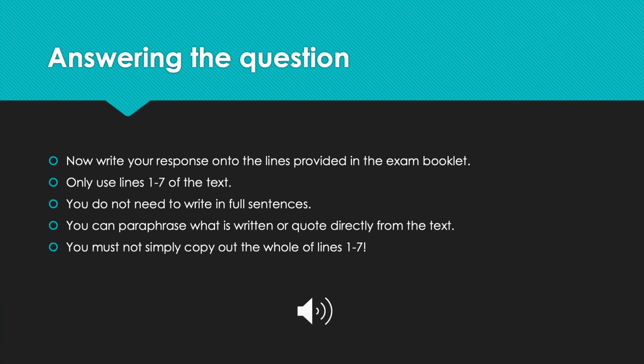You're now ready to answer the question. So write your responses on the lines provided in the exam booklet. Only refer to lines 1 to 7 of the text. You don't actually need to write in full sentences, you can just put phrases. You can paraphrase what's written, i.e. putting it in your own words, or just quote directly from the text, but you must not simply copy out the whole of lines 1 to 7.